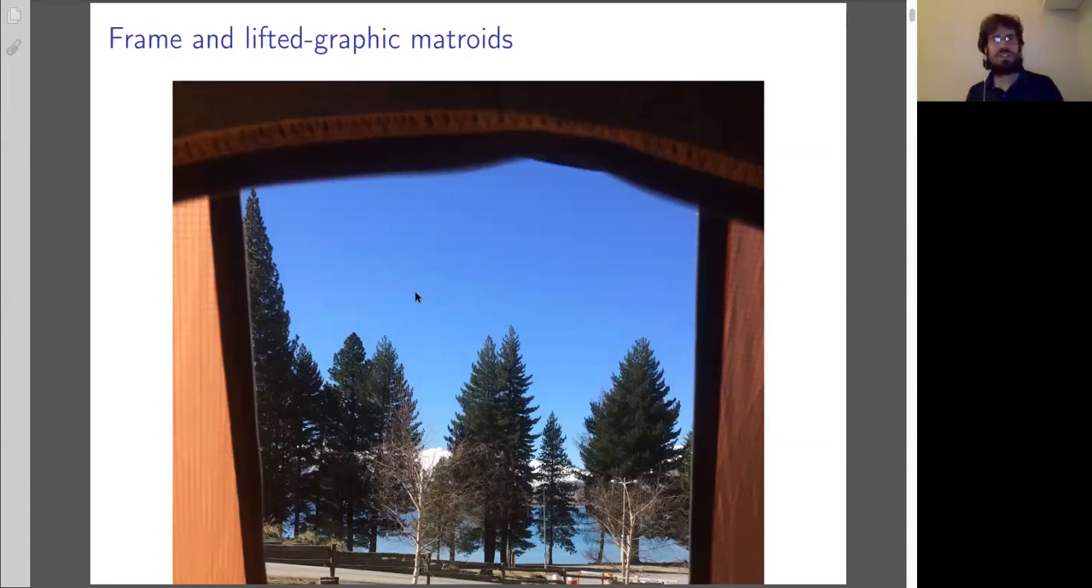In the first section, I want to talk not yet about quasi-graphic matroids, but about frame and lifted graphic matroids. These are two much better understood classes of matroids which have been around for a while, which quasi-graphic matroids are somehow based on or sit in between. So I thought it would be good to get to know these two classes first. First of all, we'll spend quite a while on the frame matroids, and then a much shorter time looking at the lifted graphic matroids.